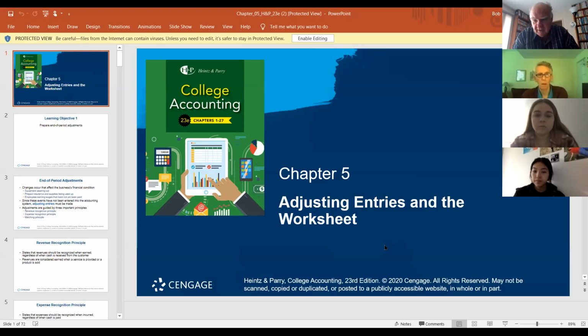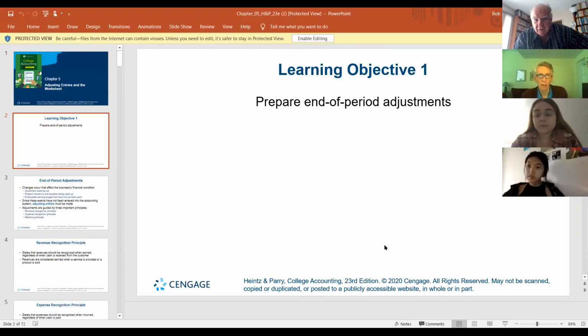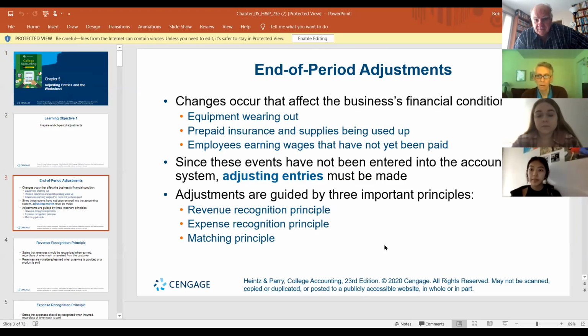An adjusting entry is strictly internal, not external. Everything we've done so far involved another party, right? We, for example, bought something and recorded it. We sold something to somebody. We paid our employees. We paid the electric bill. Those are external events. Here, we're talking about end of the period adjustments.